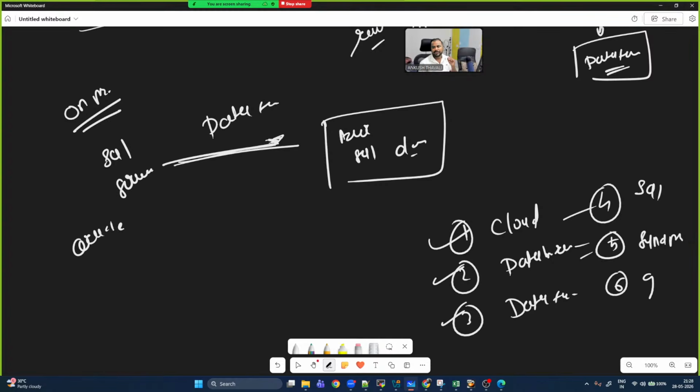Like if you have some basic understanding of Git, because you are going to deploy your code, that will also be very helpful for you. If you have some understanding of Linux, that is also an add-on for you.